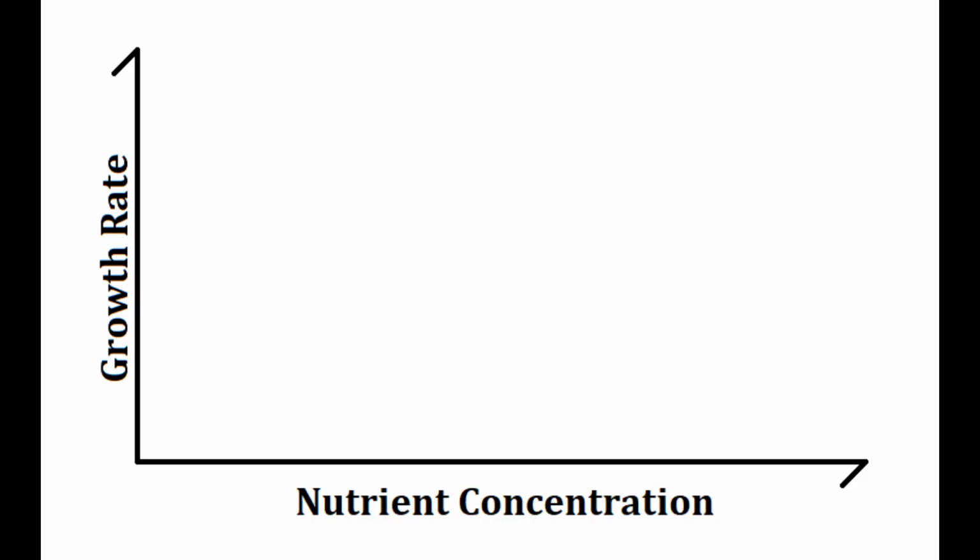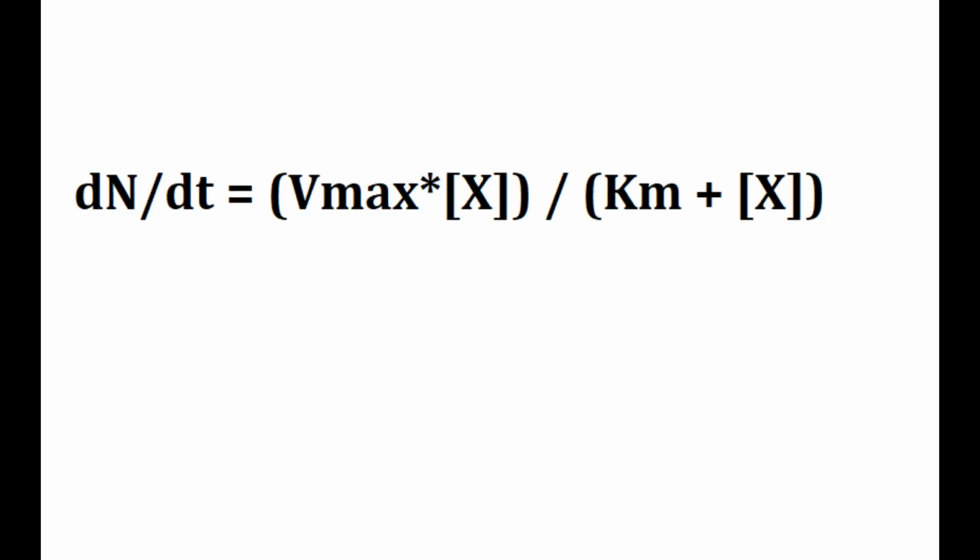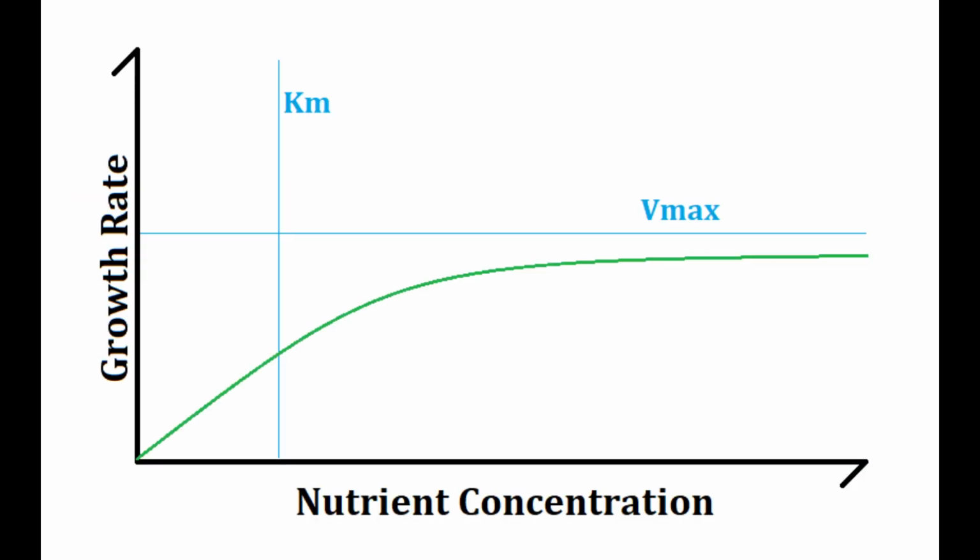If you plot the nutrient concentration against the growth rate of R and K selected microorganisms, you'll see two different curves. These curves follow Michaelis-Menten kinetics, where the growth rate is equal to the maximum possible rate multiplied by the nutrient concentration divided by the sum of the nutrient concentration and the half saturation constant. The half saturation constant is the nutrient concentration that will result in a growth rate half that of the maximum growth rate.